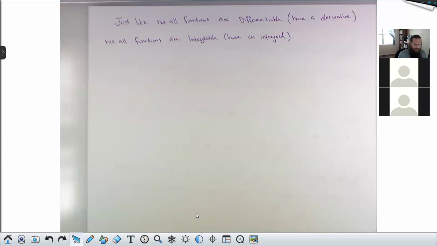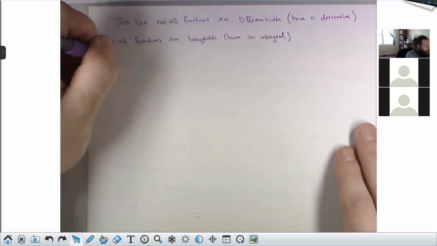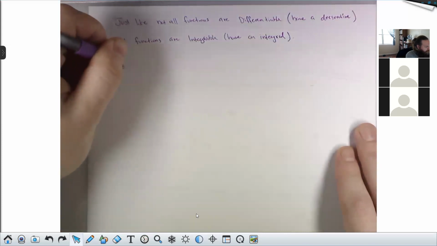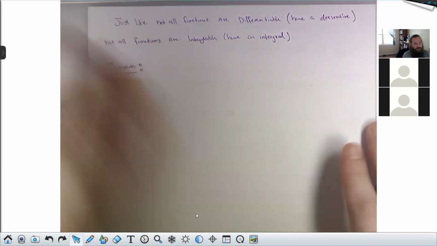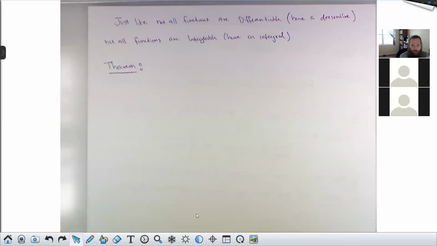Let me give you the theorem or the fact. So in the same way that differentiability happens a point at a time, right? Not all functions are differentiable everywhere, but most functions are differentiable somewhere. It depends on what x values you're talking about. The same is true for integrals. It depends on where we're talking about.